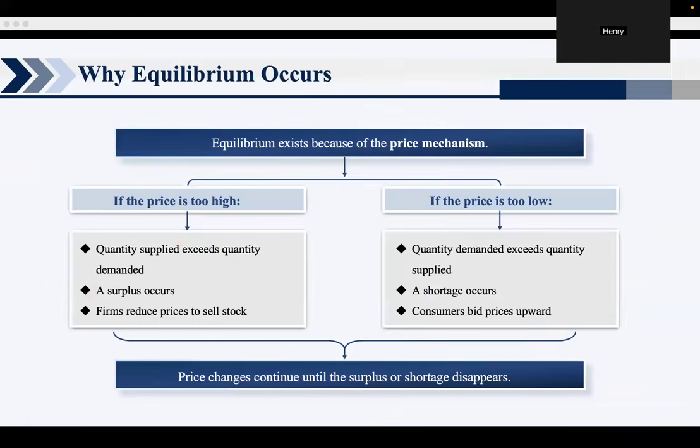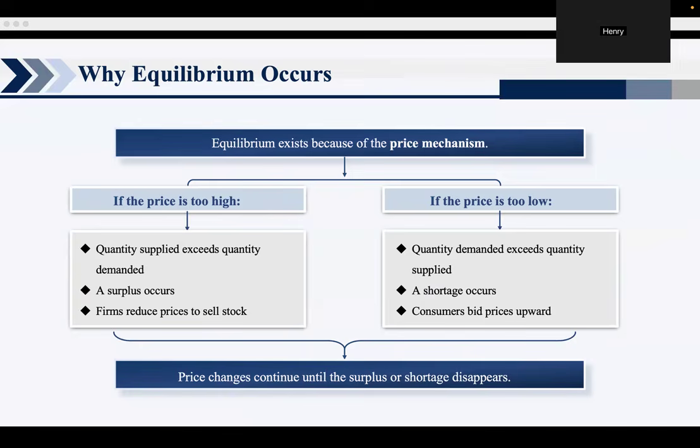At the equilibrium point, quantity demanded equals quantity supplied. There is no excess demand and there is no excess supply. The market clears. This equilibrium price is often called the market clearing price. At this price, everyone who wants to buy can buy and everyone who wants to sell can sell.